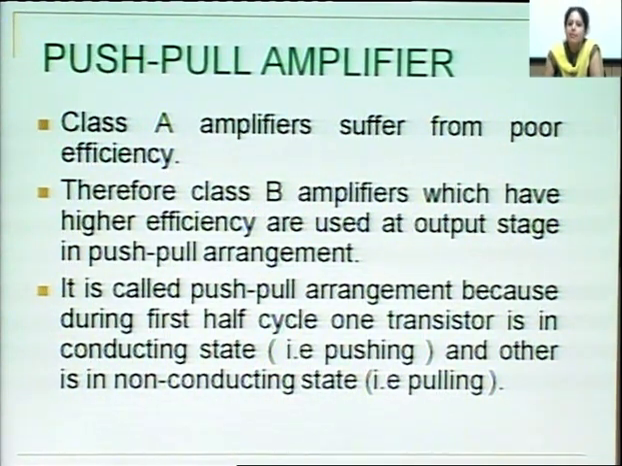Class A amplifiers suffer from poor efficiency. Therefore, class B amplifiers which have higher efficiency are used at the output stage in push-pull arrangement. It is called push-pull arrangement because during the first half cycle, one transistor is conducting, that is pushing, and the other is in non-conducting state, that is pulling.